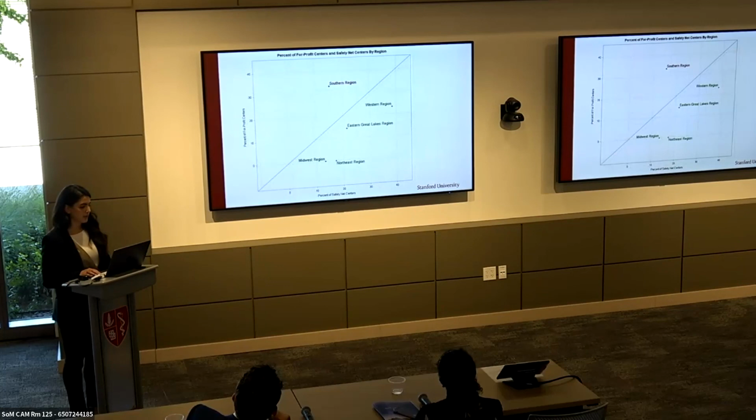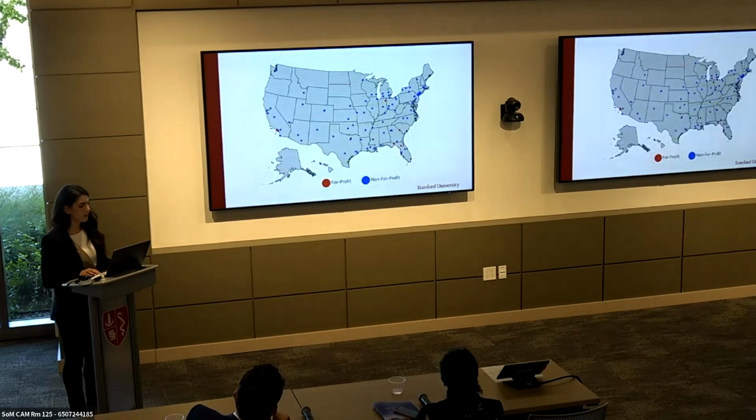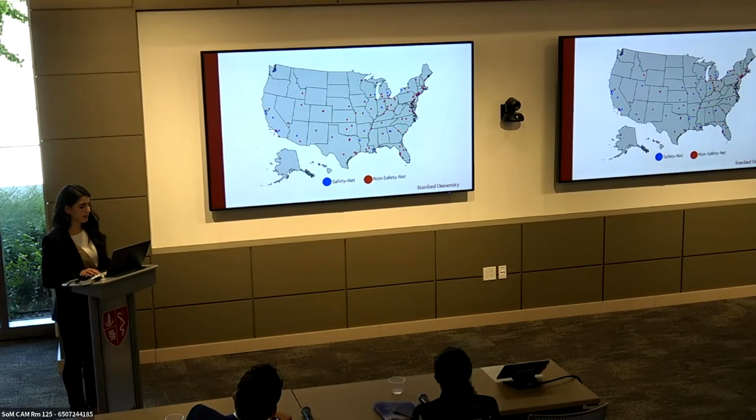This is a similar figure, but by region. Notably, the southern region has a higher proportion of for-profit centers than safety net centers, and the western region has the highest proportion of safety net centers. In this figure, we geomap burn centers by profit status. For-profit centers are shown in red, non-for-profit centers are shown in blue. And here we mapped it by safety net status. Safety nets are shown in blue and non-safety nets are shown in red.